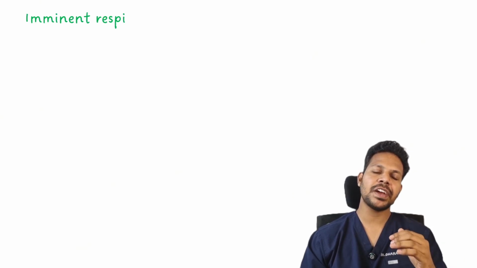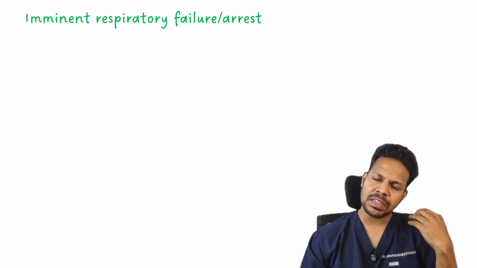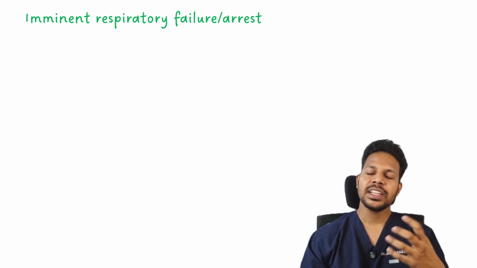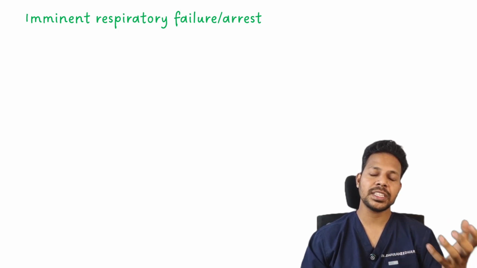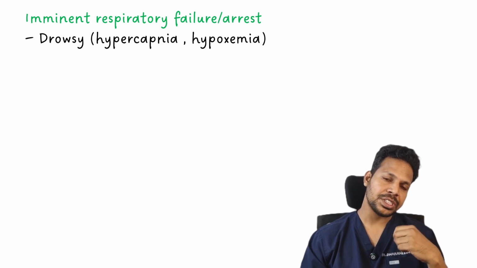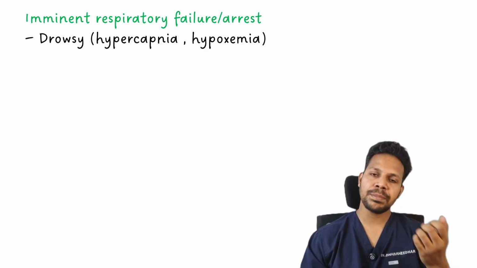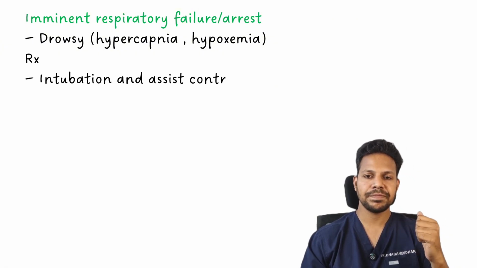If the patient is going to land up in imminent respiratory failure or respiratory arrest, the patient could be having hypercapnia and will be drowsy. The muscles are fatigued, there is hypercapnia, and the patient is drowsy. Instead of hyperventilation in an acute severe asthma, the patient is drowsy now. That's when you'll have to do intubation and put the patient on mechanical ventilation, assist control mechanical ventilation.